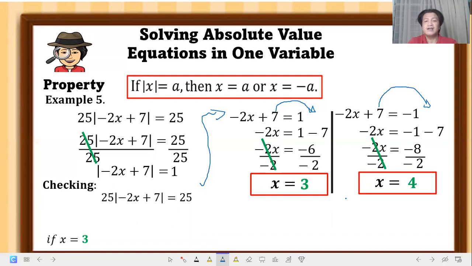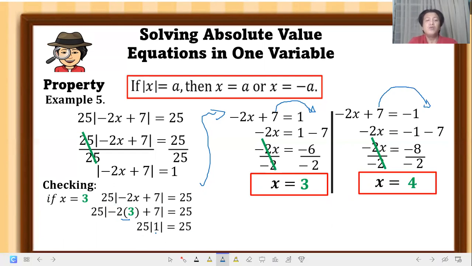Okay, check natin para makita natin kung true ba yung statement or mag-equal siya. So, substitute lang natin. If x is equal to 3, so when you substitute, that will become 3 times negative 2, negative 6 na to. Negative 6 plus 7, that is equal to 1. Okay, pag nilabas mo yung absolute value ni 1, di ba positive 1 yon. Positive 1 times 25, kaya equal siya doon sa 25. So, nag-equal siya. Ibig sabihin, that is true because it satisfies the equation.